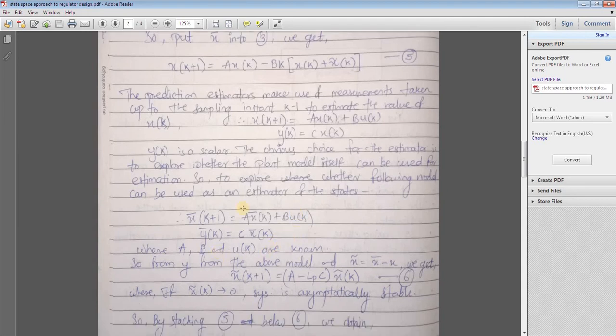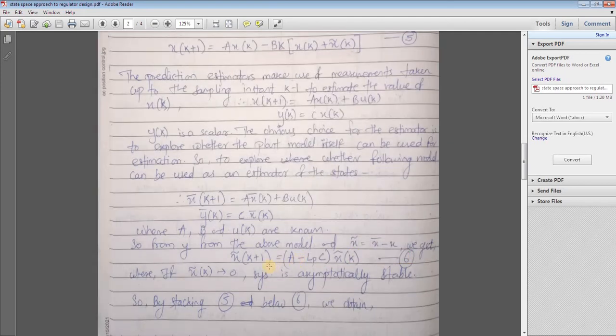So by using the combination of this equation plus this error equation, from the above model we get x cap of k plus 1 equals (A minus LpC) x cap of k. This is equation number 6. So this equation has been found by the use of this model and this error equation.